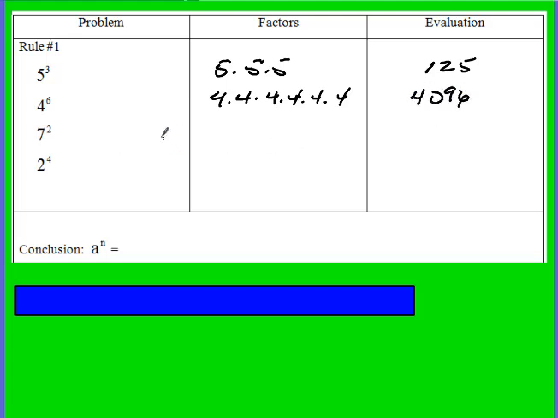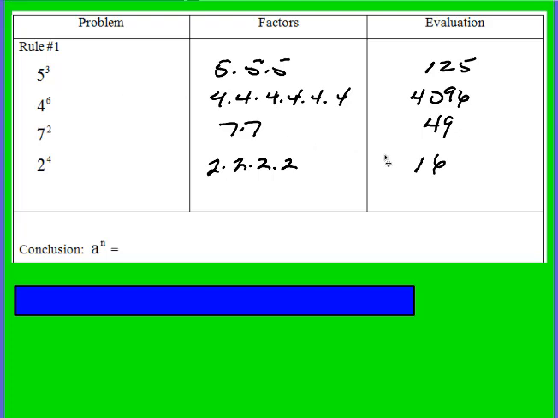4,096. And you would do the same for all the rest of these. So 7 squared would give you 7 times 7. 2 to the 4th power would give you 2 times 2 times 2 times 2. Then we would evaluate those. 7 squared would give us 49. 2 times 2 is 4, times 2 is 8, times 2 is 16, so 2 to the 4th power would give us 16.